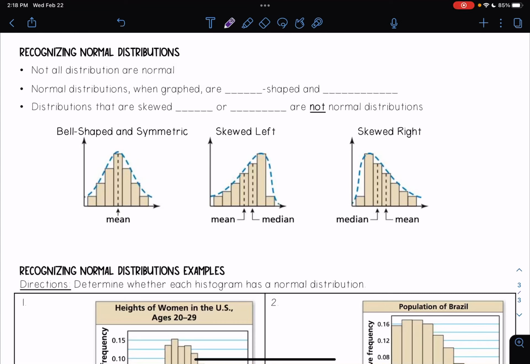So something that's important to recognize is that not all distributions are normal. So it's important to recognize when a distribution is normal and when it's not. And so normal distributions we see when graphed are bell-shaped and symmetric. So in other words, if I fold it in half, it's going to be the same on both sides. Distributions that are skewed right or left are not normal distributions.